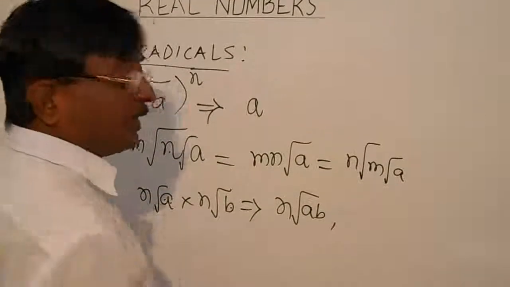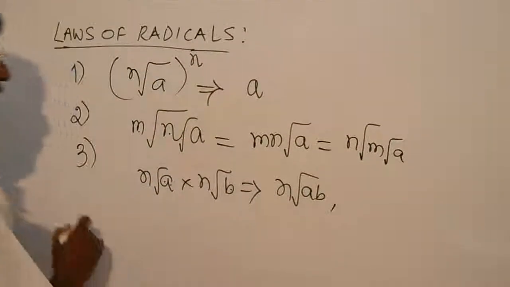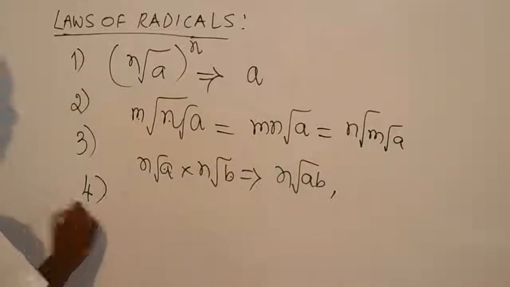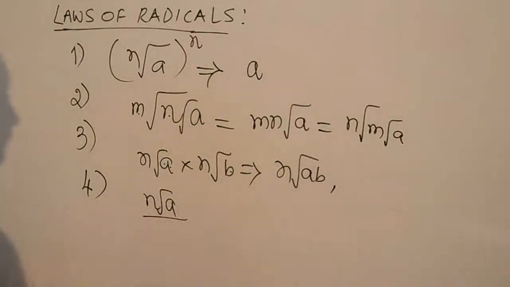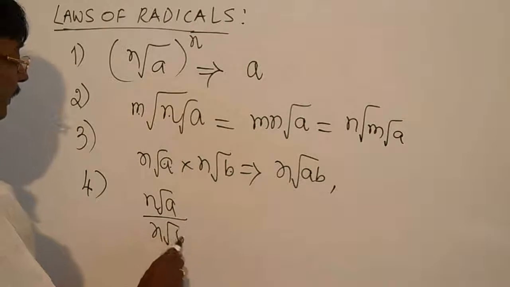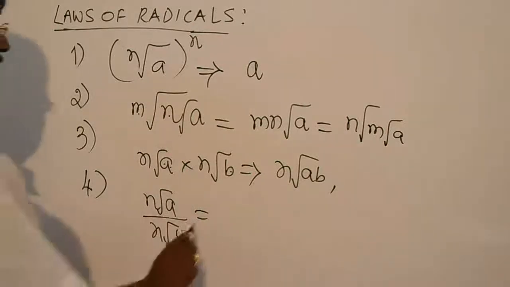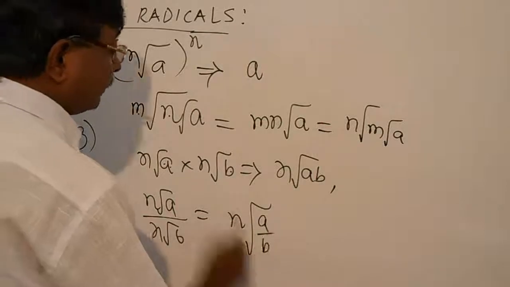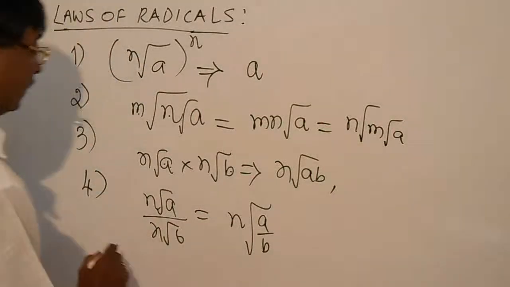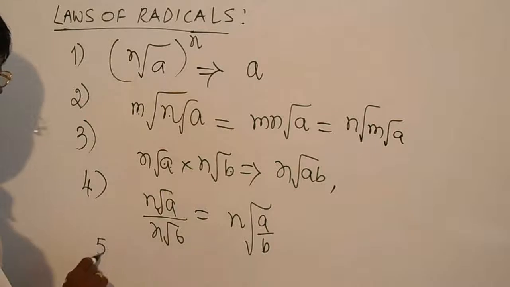Here a and b are real numbers. Next, number four: nth root of a divided by nth root of b can be expressed as nth root of a divided by b. Fine.